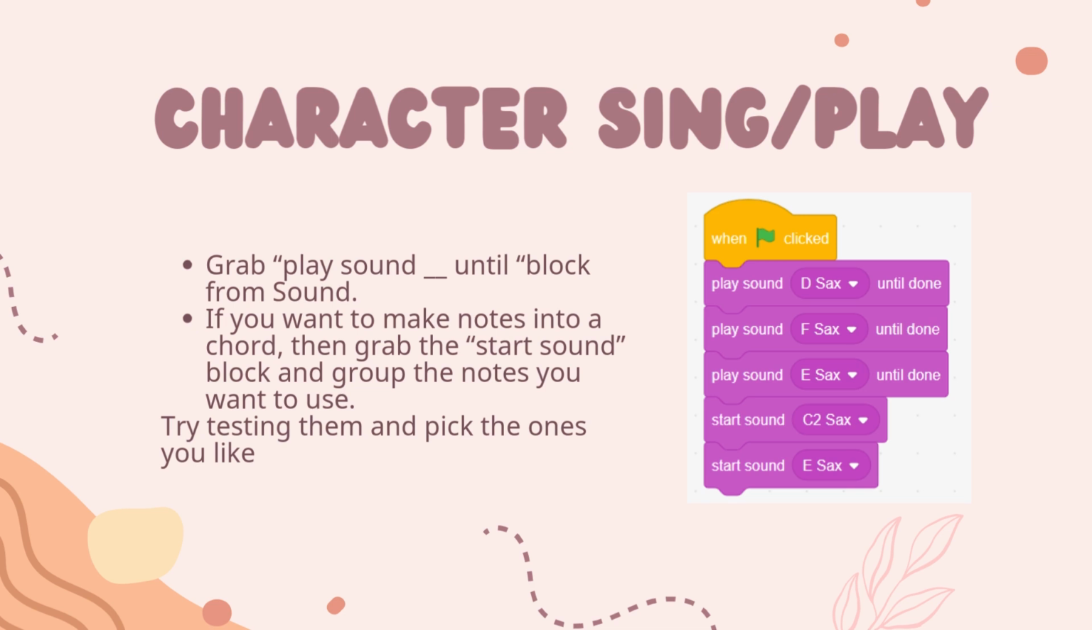If you'd like to play chords, then you would choose the Start Sound block and group whatever notes you'd like and play them together. Try testing out both and make chords and notes you like. That's all for making music. We're going to move on to the next game.